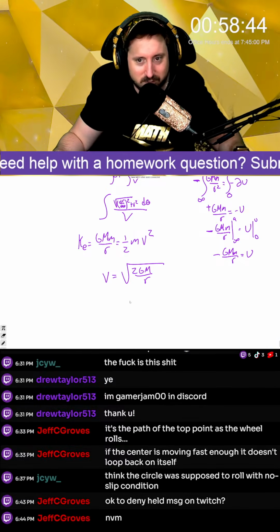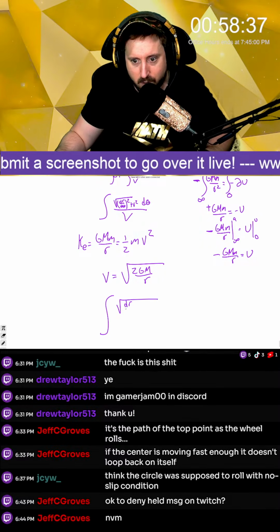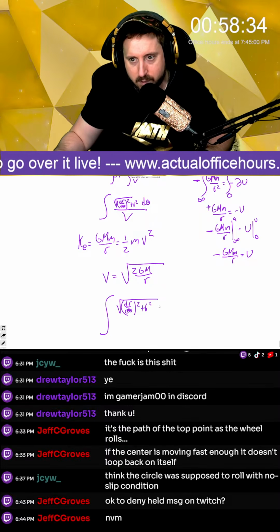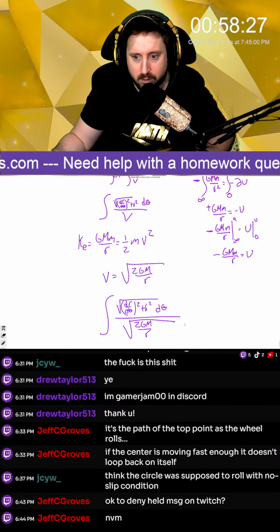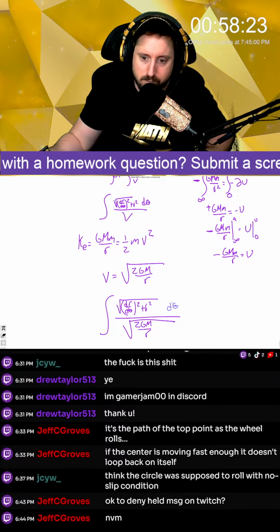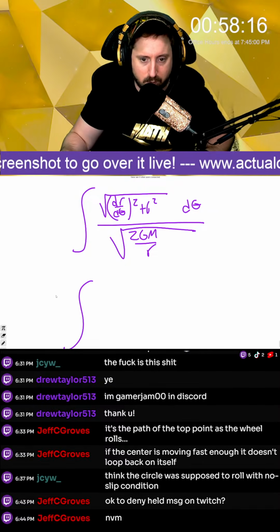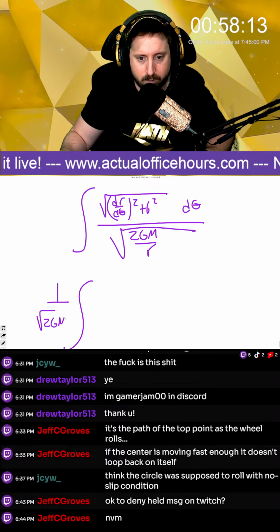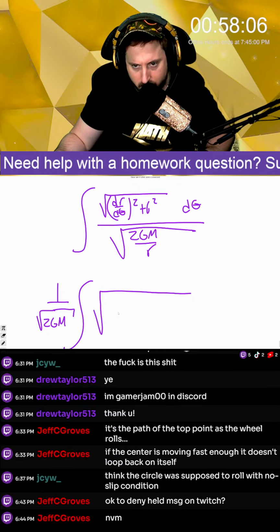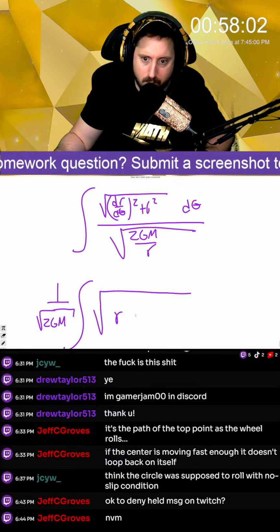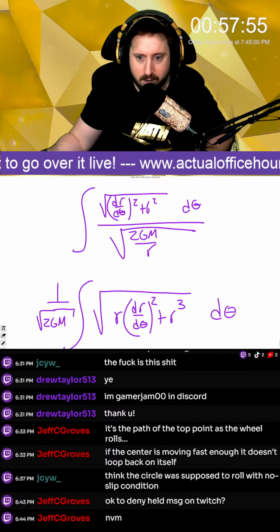But that was fun. So then I have the integral. I still have the square root of dr over d theta squared plus r squared d theta, but now I have this over the square root of 2GM over R. That 1 over R goes into the numerator, and the square root of 2GM gets factored out. So we can say 1 over the square root of 2GM, and then this is the square root of r times dr over d theta squared plus r cubed d theta.